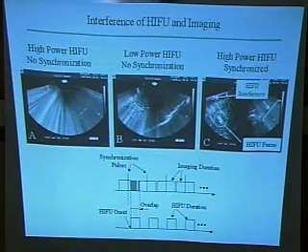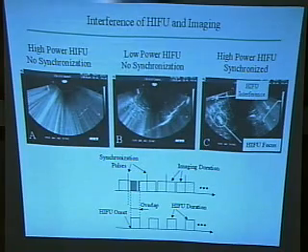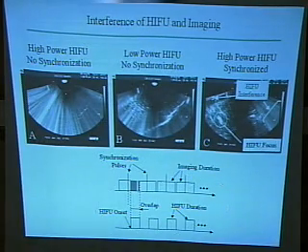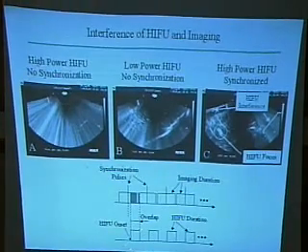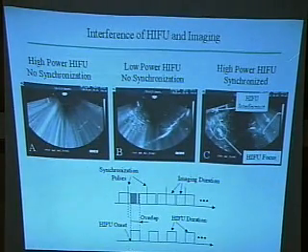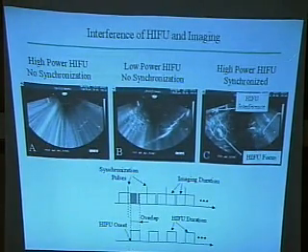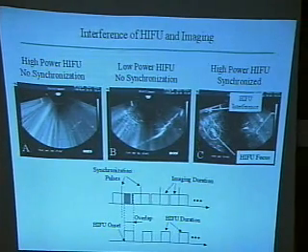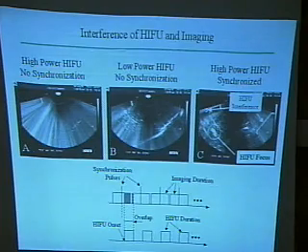We had to synchronize this, because if we had HIFU on at all times, we would get so much interference that we won't be able to do imaging. So we had to do synchronization. And this slide basically shows that we had to turn HIFU on and off so we could get an open area where there wouldn't be interference, and that open area has to be on where the treatment is actually occurring.